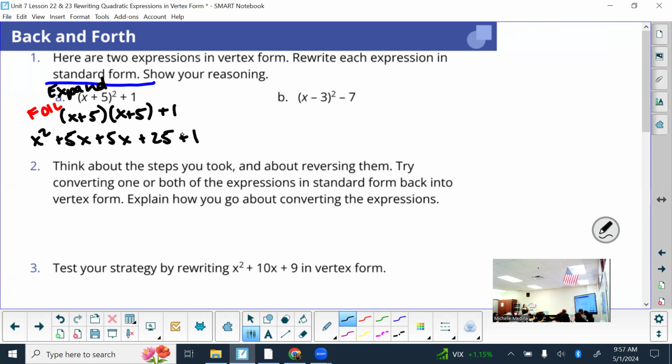And usually after distributing, you have to do what? Combine like terms. X squared does not have a like term. 5x plus 5x is what? Just 10x. So when you combine like terms, you just combine the numbers in front and keep the variable the same. So 5x plus 5x is 10x. And then you can always combine the single numbers. So 25 with 1 is 26, and that's standard form.